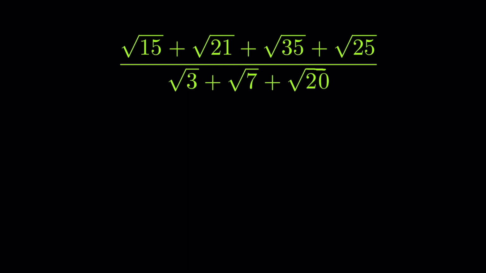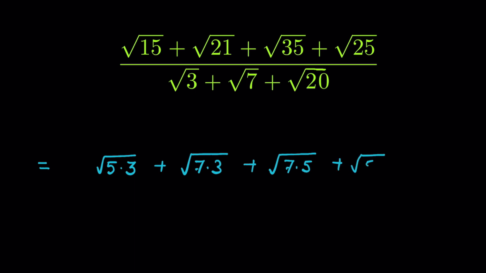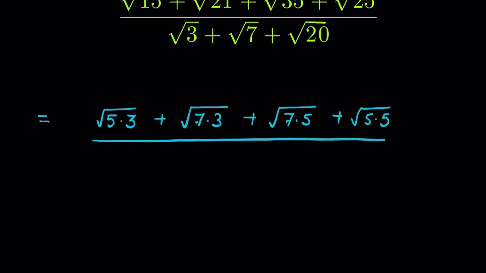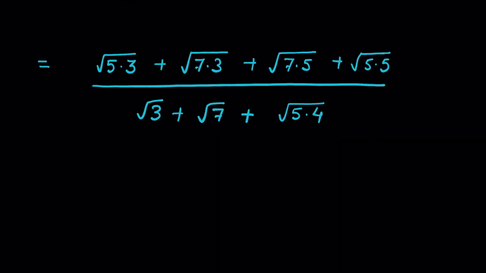Square root of 15 plus square root of 21 plus square root of 35 plus square root of 25 upon square root of 3 plus square root of 7 plus square root of 20. How to simplify this? Square root of 15, we can write it as 5 times 3 under square root, plus square root of 21 is 7 times 3 under square root, plus 35 is 7 times 5 under square root, plus 25 is 5 times 5 under square root, upon square root of 3 plus square root of 7 plus square root of 20, we can write it as 5 times 4 under square root.